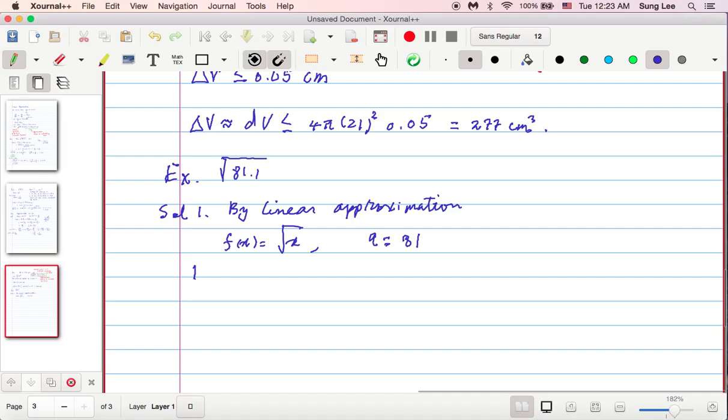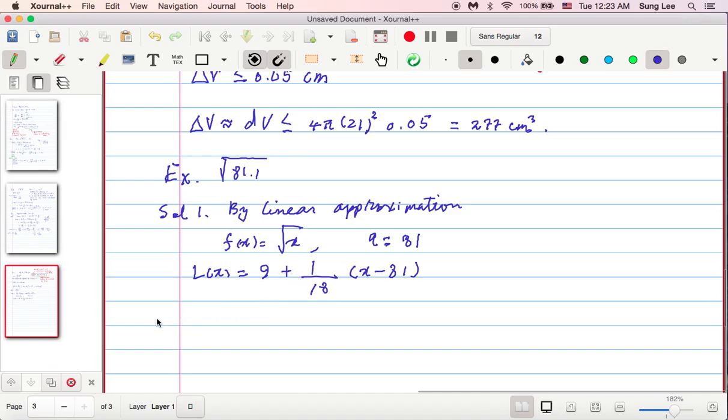Okay, so L of x in this case is the square root of f of a, which is the square root of 81, so that's going to be 9, plus 1 over 2 times the square root of 81, which is 2 times 9, so 1 over 18, times x minus 81. All right, so that's the linearization. And I'm going to leave it like this, okay?